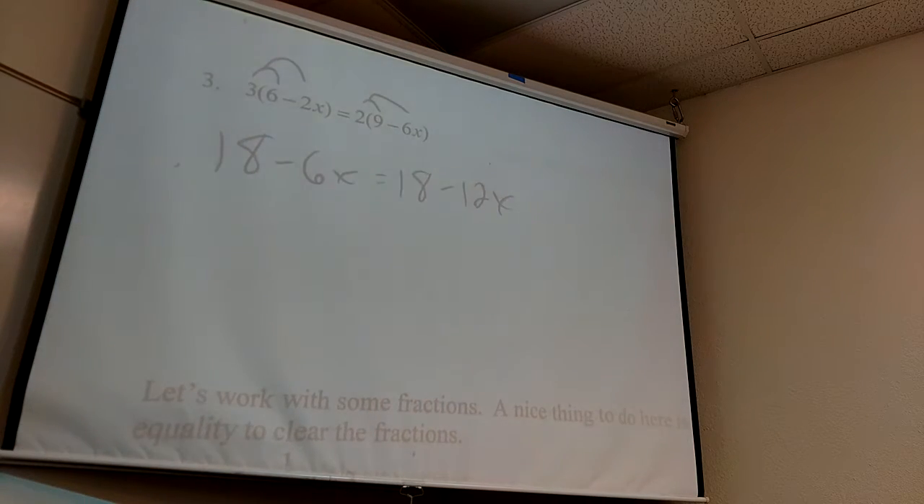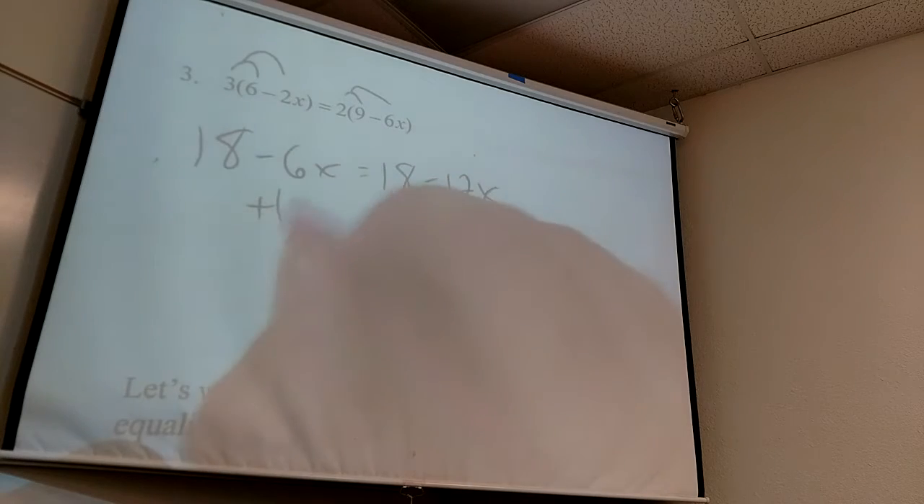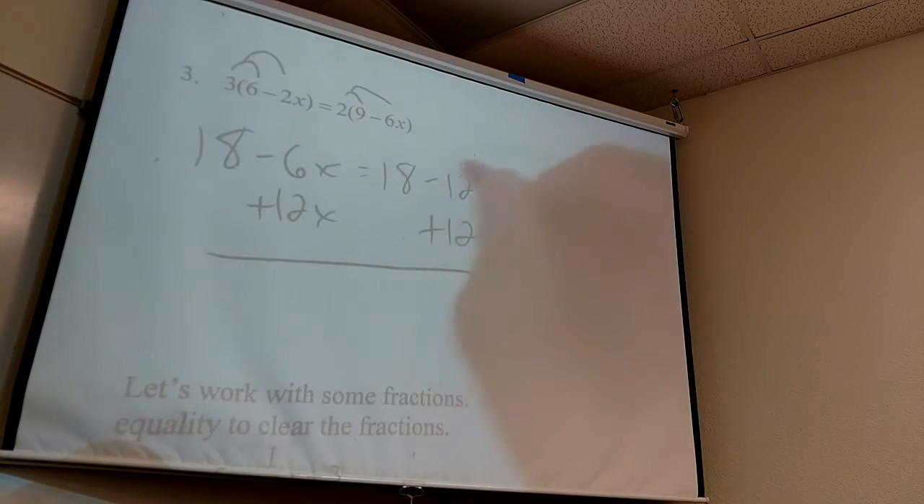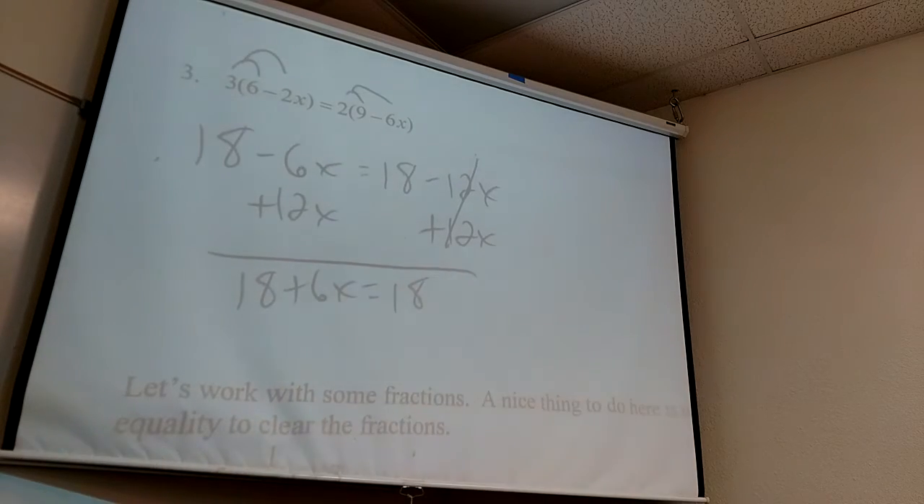Now this one might freak you out a little bit. I do not blame you. I like this problem though. What'd you guys do next? Who did something next? I love it. Add the 12x. You got to get the x's together. So now I get 18 left on that side, and over here I get 18 plus 6x.